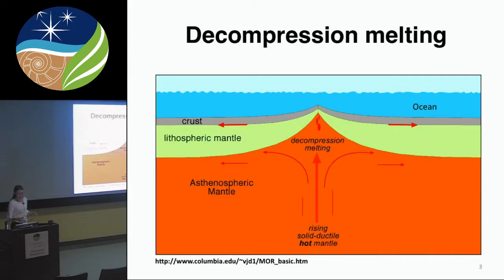Right, so the classical view of creating this volcanism and melting is by decompression melting. As two plates move, being pulled apart at the top, this causes mantle upwelling, so here. And the melt generated by this process then forms the oceanic crust.